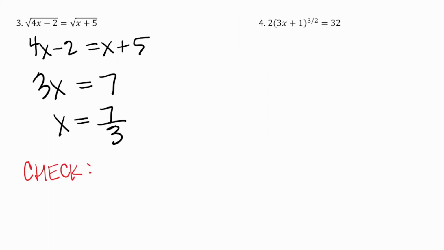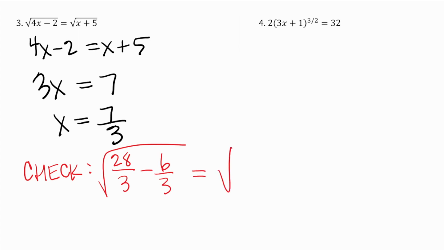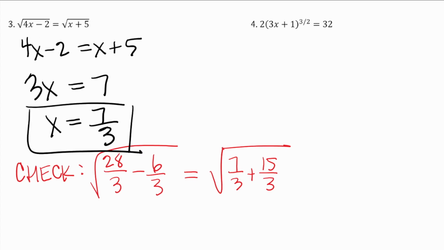So 7/3 times 4 would be 28/3 minus 2 would be 6/3. Is that equal to the square root of x plus 5, 7/3 plus 15/3? It's 22/3, 22/3, both sides. Yeah, feeling good about it. Okay, I've got myself a valid solution.